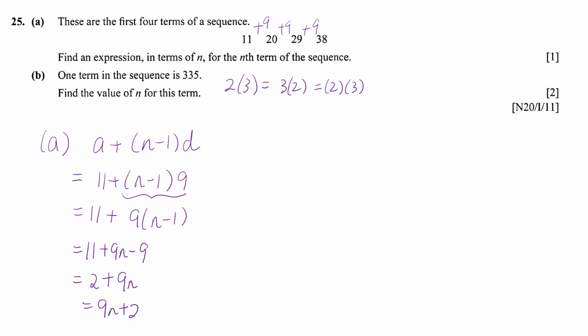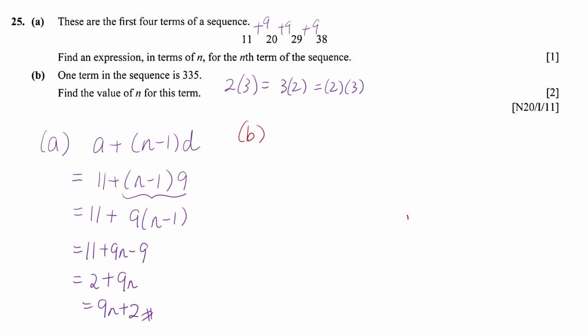So this is the formula for part A. And you can always try to check if your answer is correct or wrong by substituting n. If n is 1, 9 plus 2, it's 11. N is 2, 18 plus 2, 20. N is 3, 27 plus 2, 29. Okay, so we're correct.